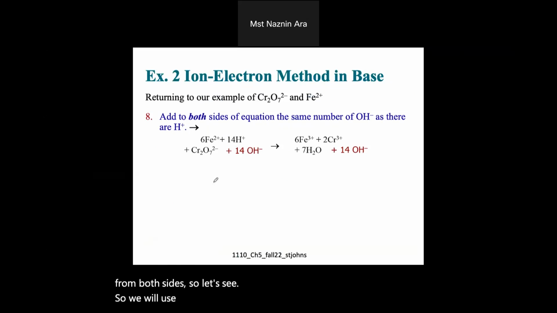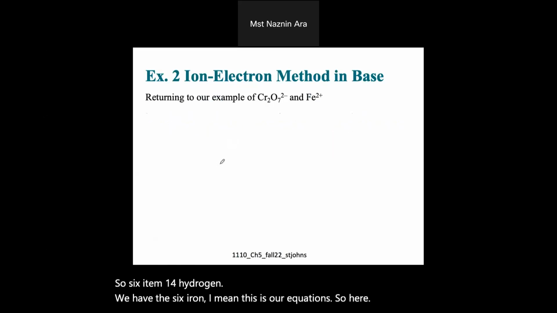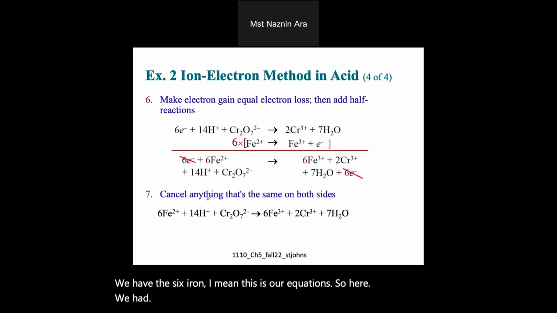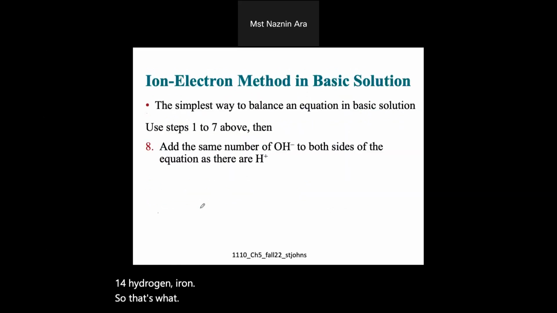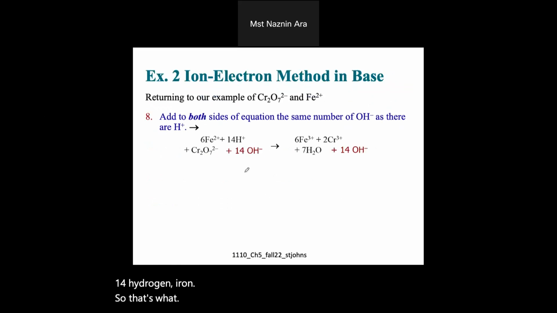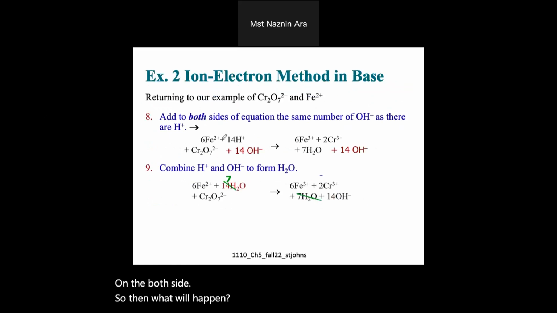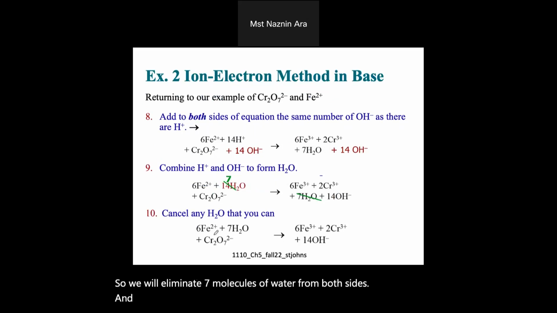We will use the same example. Here is our equation, with 6 iron and 14 hydrogen ions. That's why we have to add 14 hydroxyl ions on both sides. Then what will happen? The 14 hydrogen ions and hydroxyl ions will make water here. And here we have 7 molecules of water and 14 hydroxyl ions. So we will eliminate 7 molecules of water from both sides, and then this is our equation.